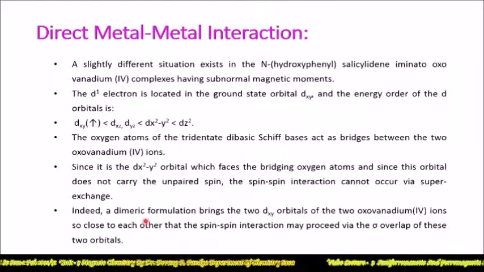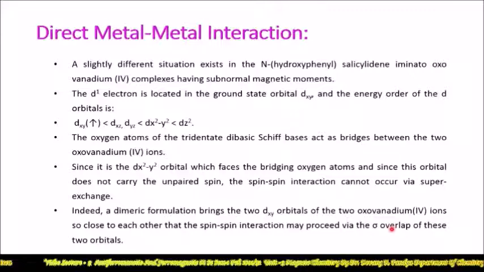Indeed, a dimeric formulation brings the two dxy orbitals, that is having the unpaired electron, of the two oxovanadium 4 ions so close to each other that the spin-spin interaction may proceed via the sigma overlap of these two orbitals, and that makes them coupled and gives antiferromagnetic behavior through direct metal-metal interaction.